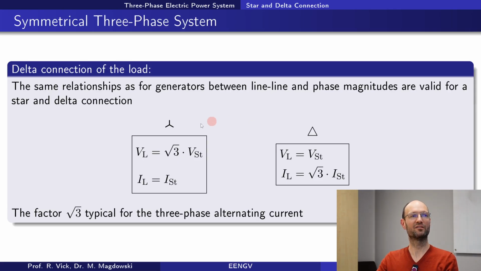So to summarize, and I would say this is the important thing to remember. This is one of the take-home messages. In the star, as said, currents are equal. In the delta, the voltages are equal. Here, the line voltages are square root of 3 times larger than the phase voltages, and here we have the same relation for the currents. And this square root of 3 factor is super typical for these systems. So you will find it each and every where.